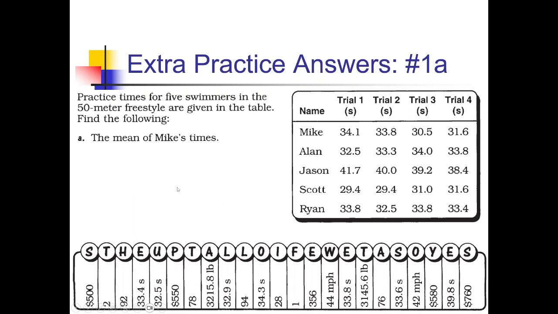So here we go with problem number 1. Now this one has several parts, and they all rely on this table here that has the times of different swimmers doing a practice 50-meter freestyle. So the first part here is we're asking about the mean of Mike's times. Here are all Mike's times, these 4 in this row, and we're asking basically to average these together. So we've got 34.1 plus 33.8 plus 30.5 plus 31.6, all of those added together, and then we divide by the number of times, which is 4 in this case, and we will need the calculator for this.